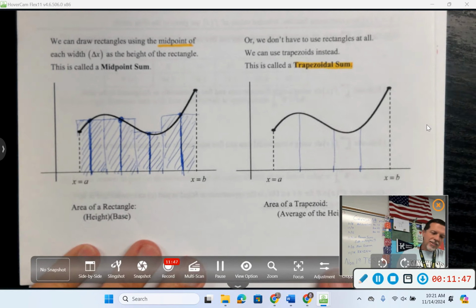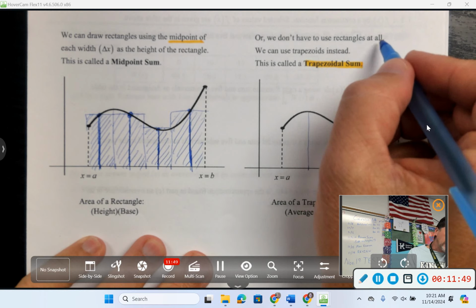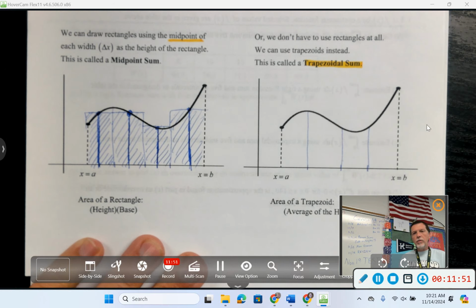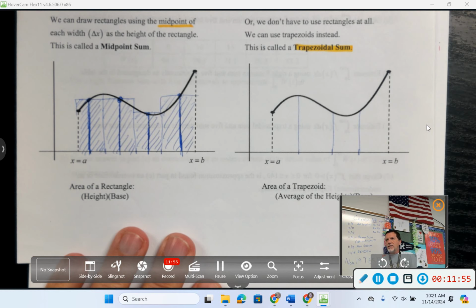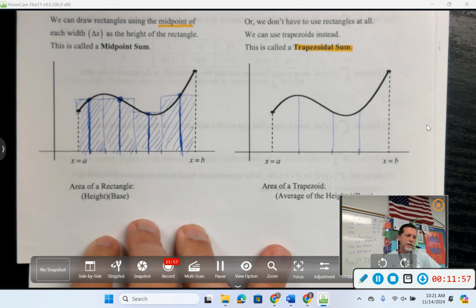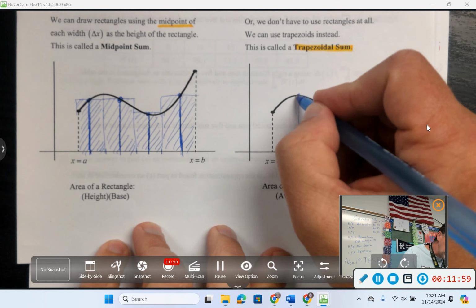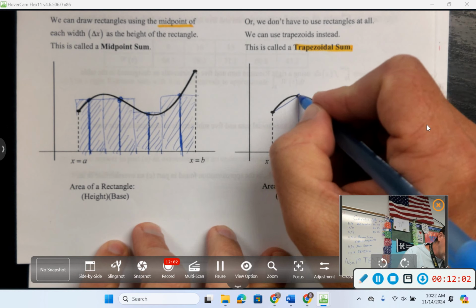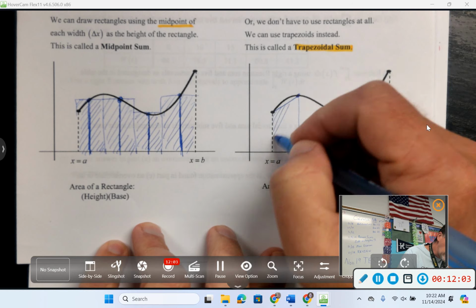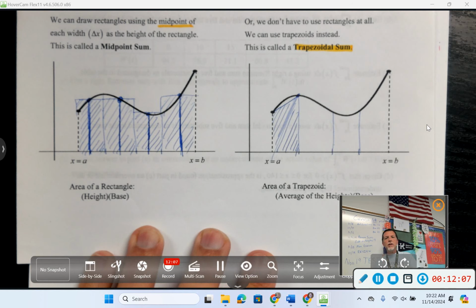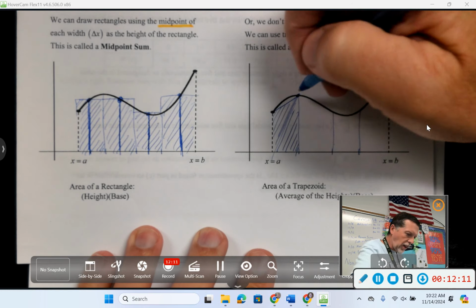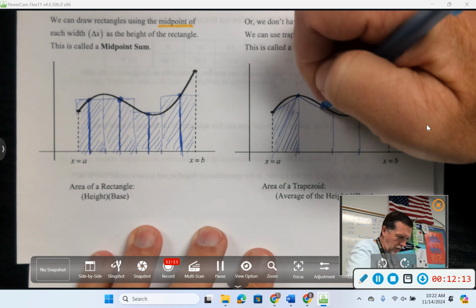All right, lastly, we don't have to use rectangles at all. We could use trapezoids, which seems like it would be more accurate. I guess the trouble is the formula for a trapezoid is a little more complicated. But for a trapezoid, we're just going to connect the two heights. So there's my first trapezoid. Second trapezoid looks like a really good estimate of that region.